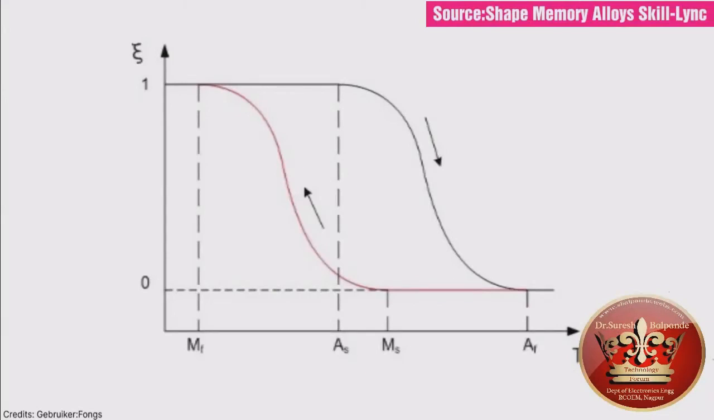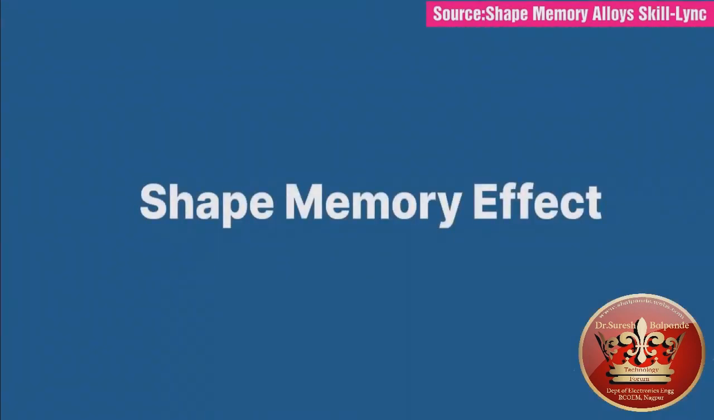The temperature at which the transition from martensite to austenite starts is noted as AS, and the temperature at which the transition finishes is noted as AF. Similarly, the starting and finishing temperatures of the transition from austenite to martensite are noted as MS and MF. This transformation exhibited by shape memory alloys because of the applied temperature is known as the shape memory effect.